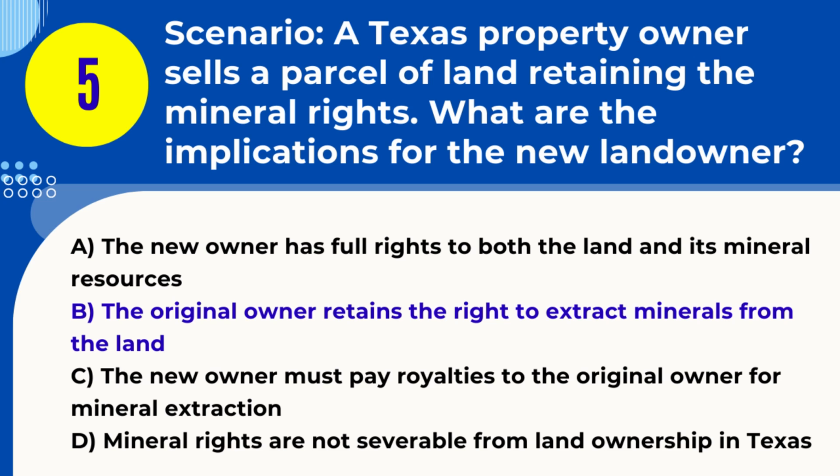Answer. B. The original owner retains the right to extract minerals from the land. Explanation. In Texas, if a property owner sells land but retains the mineral rights, the original owner maintains the right to access and extract minerals from that land. The new landowner does not have rights to the mineral resources.